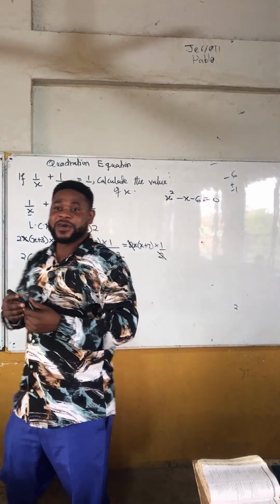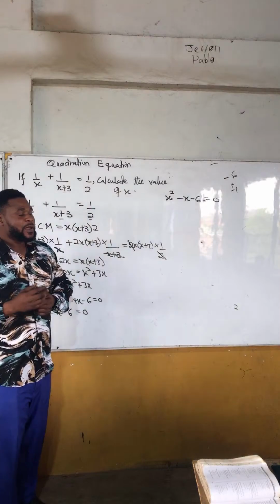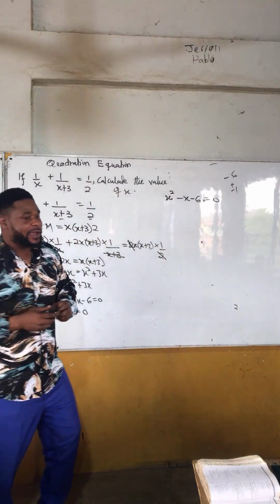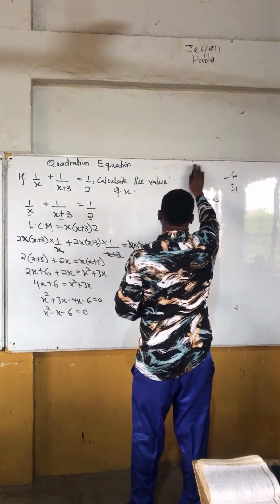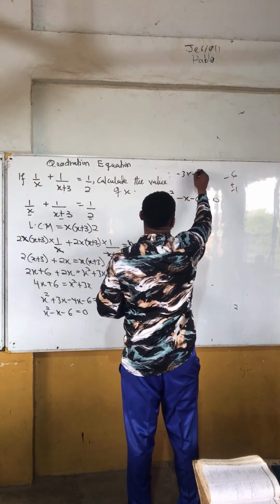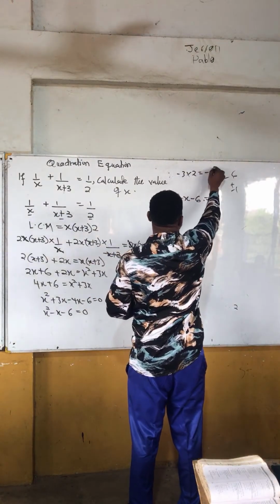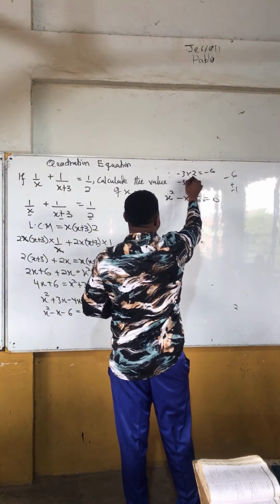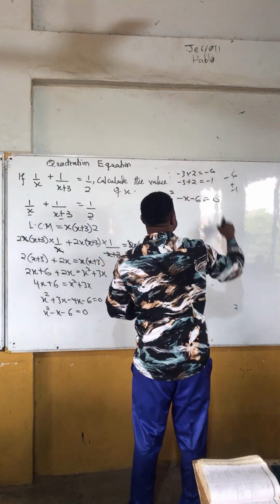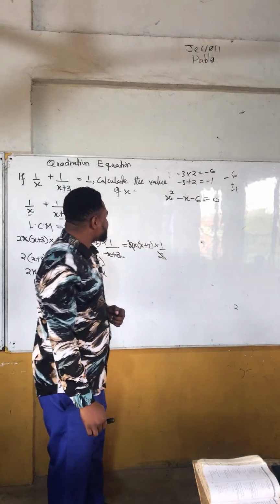Please come out with the numbers quick. Minus 3 and 2. Ideally, students say minus 3 and 2. So minus 3 times 2 will give us negative 6. Good. Minus 3 plus 2, negative 1. Good. Ideal student, you are the best. How can you feel?